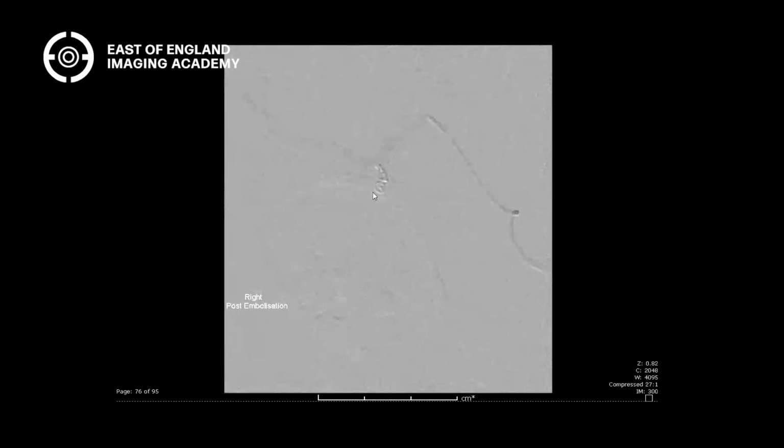So this case is quite nice because it demonstrates sort of a bit more of a range of radiology, right? It's not just about diagnosis; it's also about treatment.